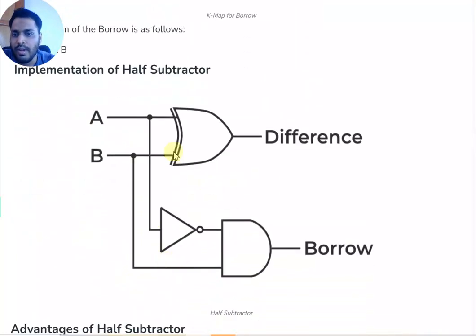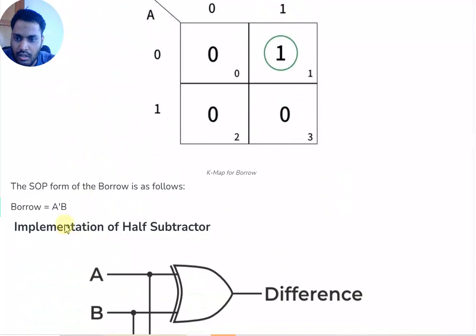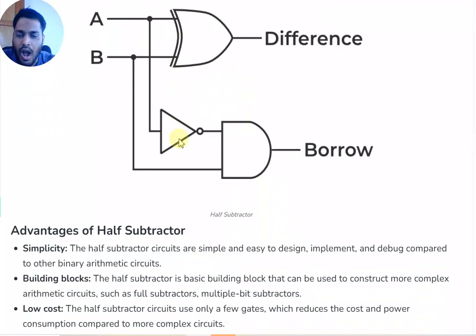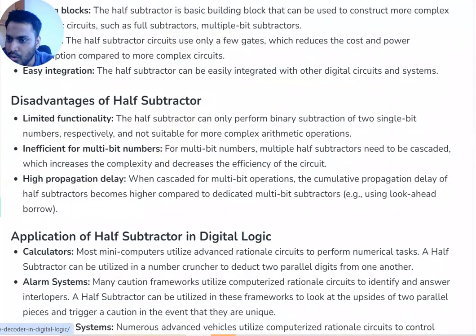The same thing is implemented in this form of circuit. The difference was A XOR B, so it was directly written with this. Whereas for borrow it was A naught B. A will take a not, meaning an inverter, so they have provided an inverter circuit here. So A naught and the other input is B, and the AND of these two gives you the borrow. So this is the half subtractor circuit. I hope you understand this.